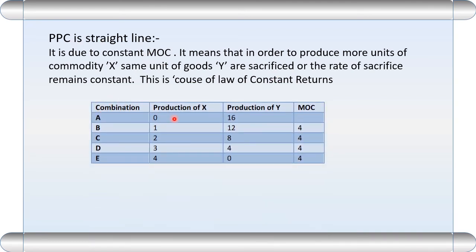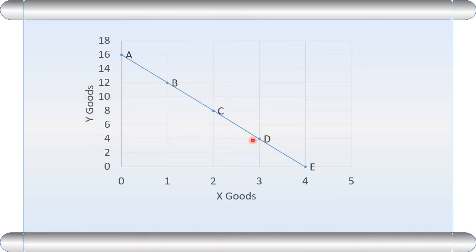Through the schedule, we can try to understand the same thing. We can see over here the MOC is constant: 4, 4, 4, 4. Why? Because the production of X is increasing and the production of Y is decreasing with the same percentage. So the MOC is constant. The shape of the PPC here is a straight line.